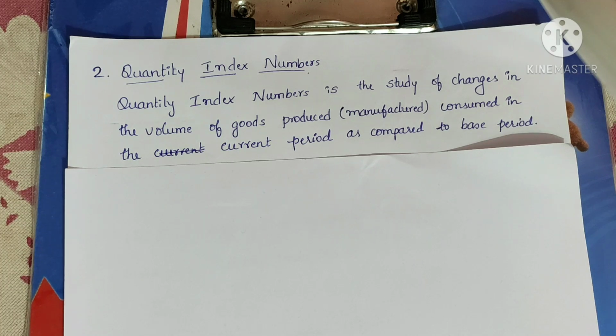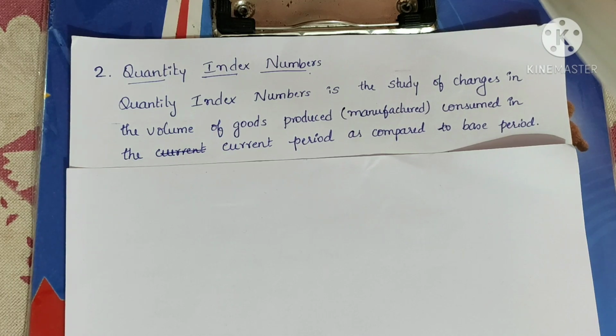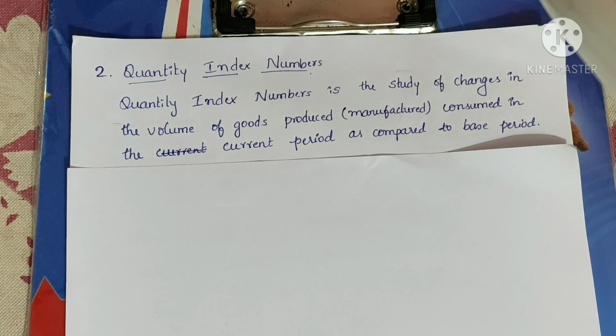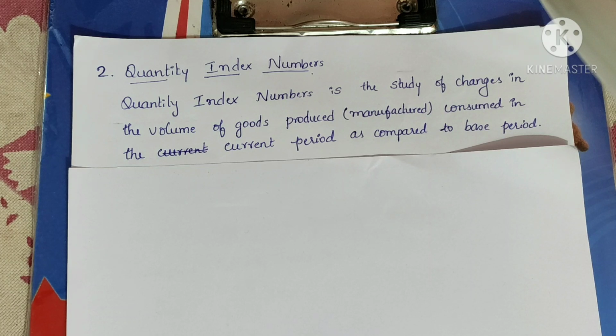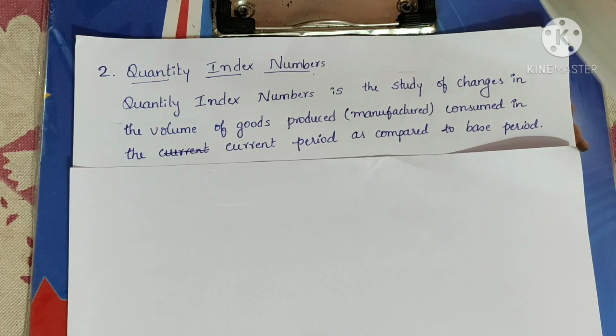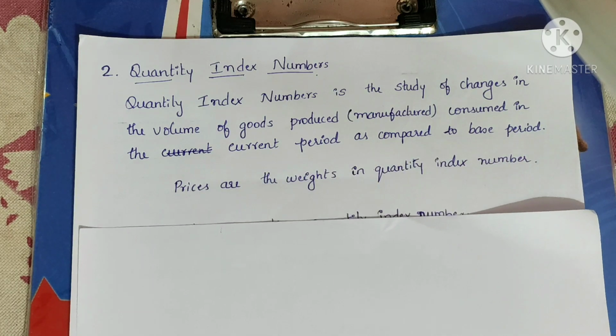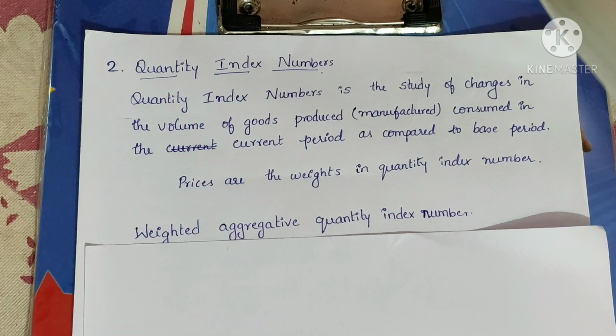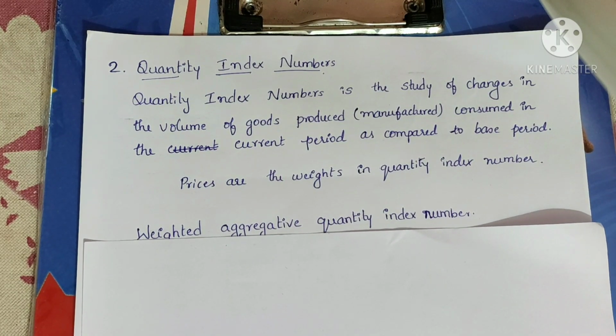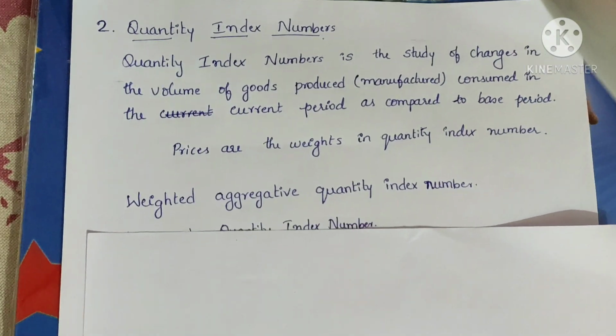In previous classes you have learnt about the price index number. This is the quantity index number, which is the study of changes in the volume of goods produced, manufactured or consumed in a current period as compared to the base period. There are various methods, and we will go through them one by one. Now, the weighted aggregative index number is divided into 5 methods.